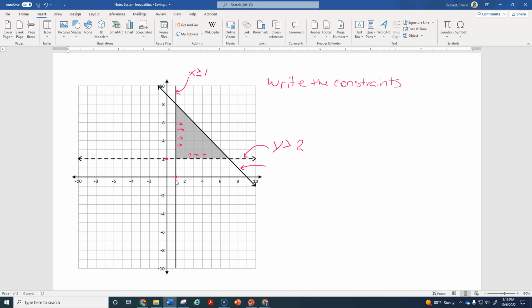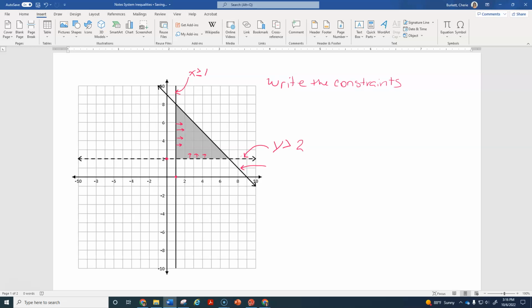If it had been shaded to the left, it would be less than. So when vertical lines are shaded to the right, it's greater than. If vertical lines are shaded to the left, it's less than. So there's the constraint for that one, for this vertical line right here.